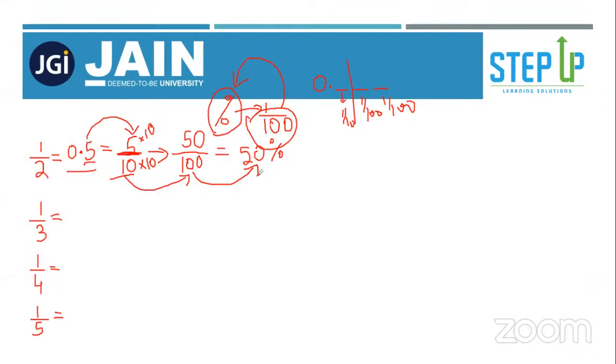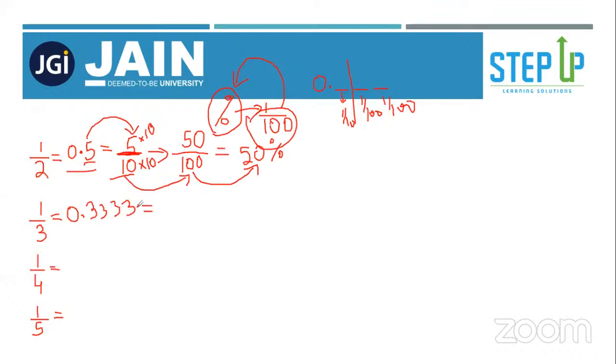Are you clear with that? Yes. Now 1 by 3. 1 by 3 is 0.3333. It goes on.